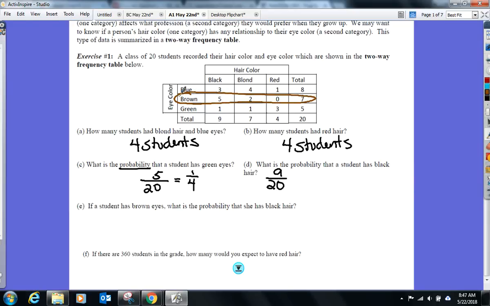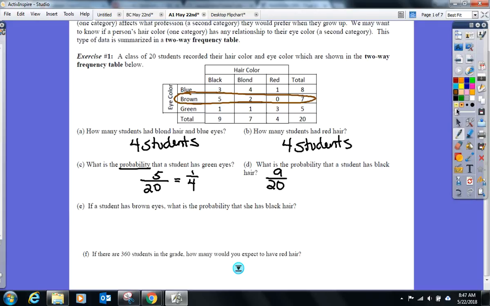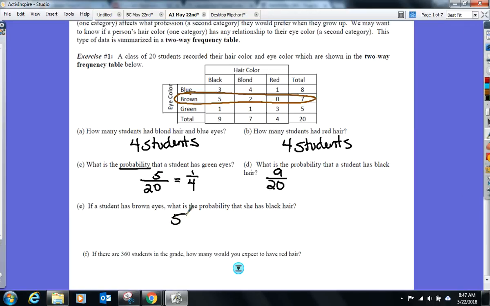We cannot look at all 20 students. All 20 students do not have brown eyes. Only how many of them do? 7. So if the student has brown eyes, what's the probability she has black hair? So out of those students who have brown eyes, how many have black hair? 5, but now it's not going to be out of 20 anymore because we're only looking at the people who have brown eyes. So 5 out of 7.